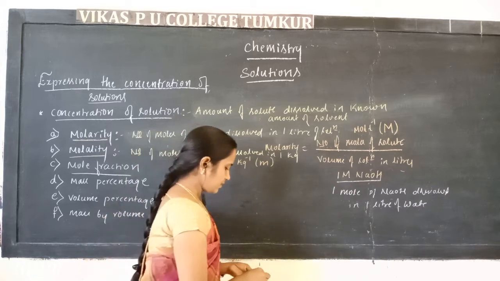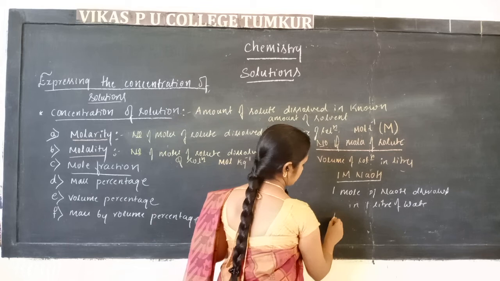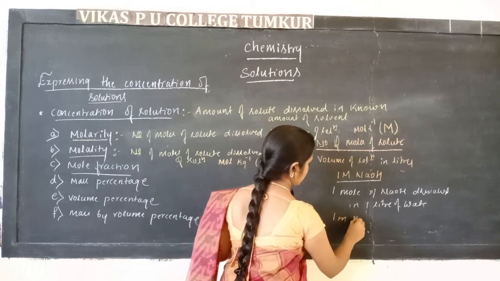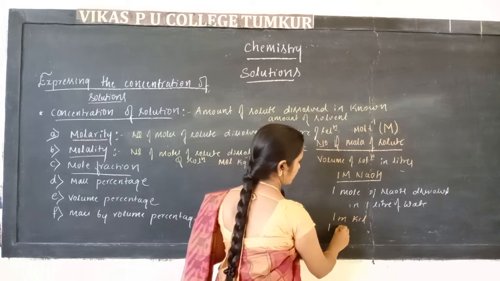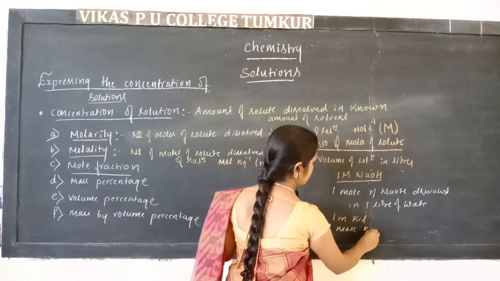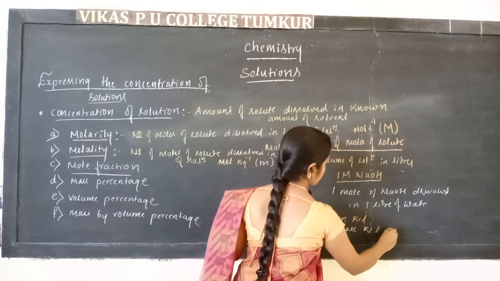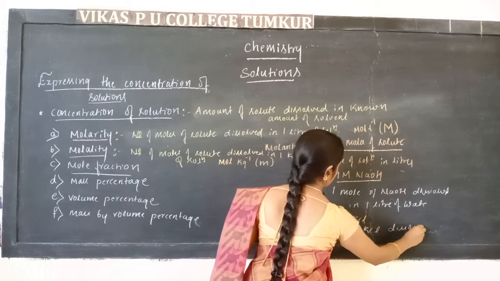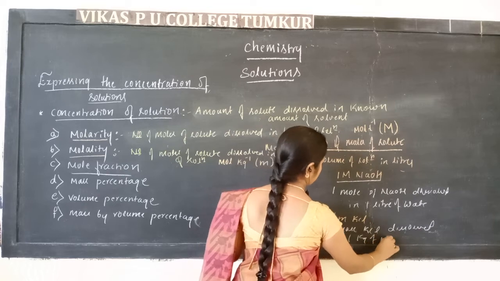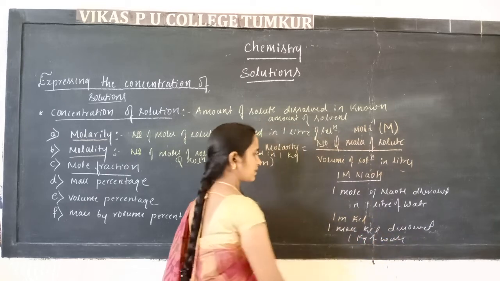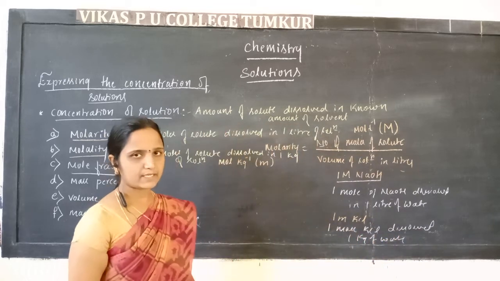Like that, 1 molal, with a small m, KCl means 1 mole of KCl dissolved in 1 kg of water. That we call a 1 molal KCl.